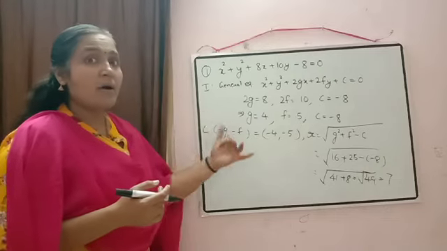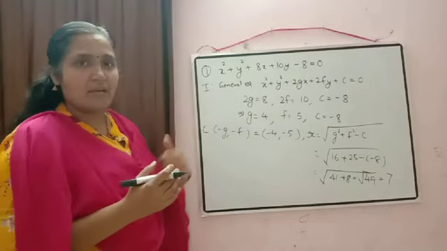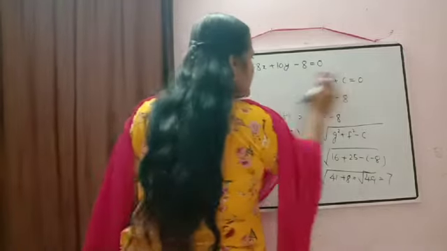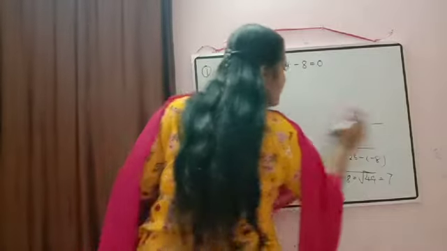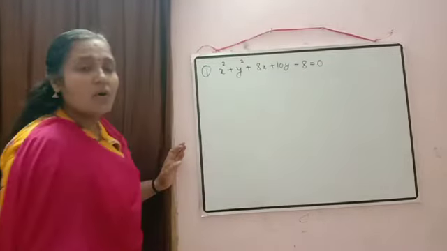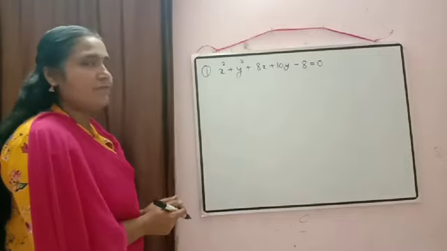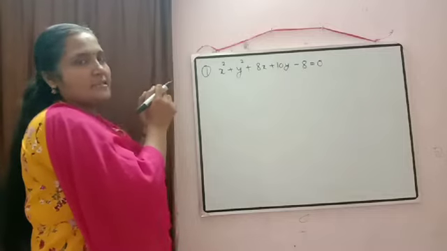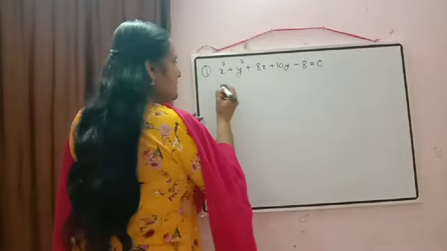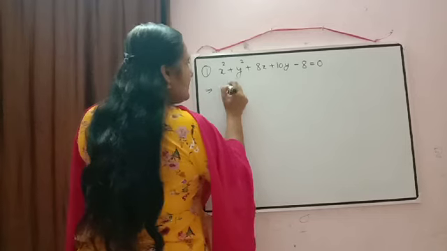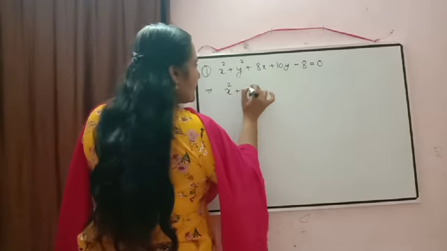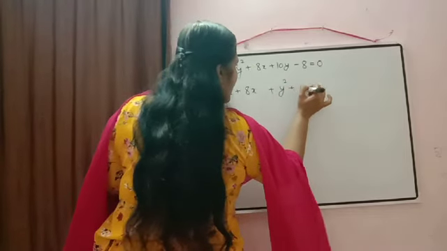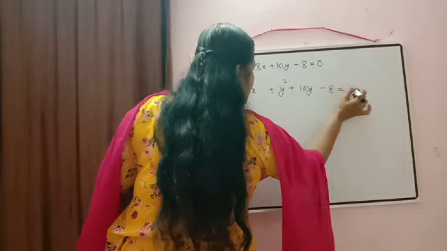So this one we got using the general equation of a circle. But if you want to do it by the first method, that is x minus h the whole square plus y minus k the whole square, then you have to convert this expression into the form of a complete square. How will we do that? First, we write all the terms of x together. Then we write the terms of y together, that is y square plus 10y minus 8 is equal to 0.